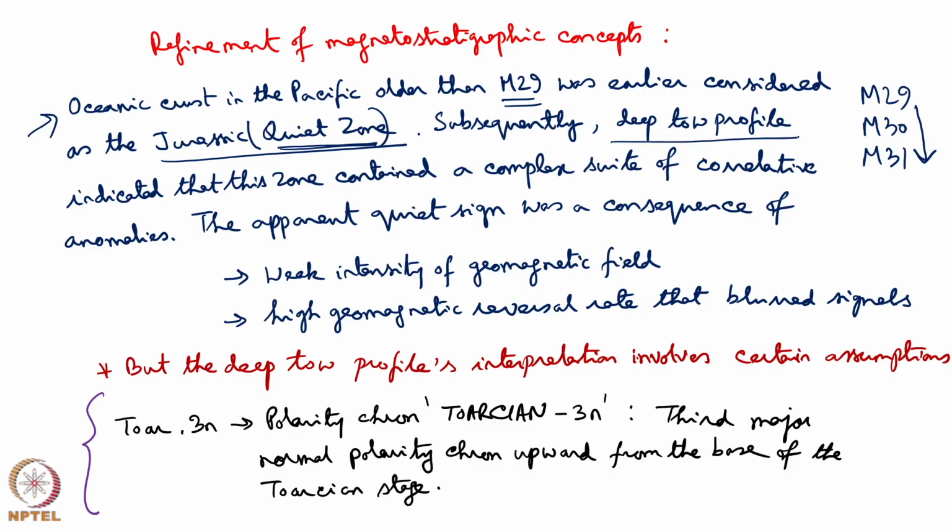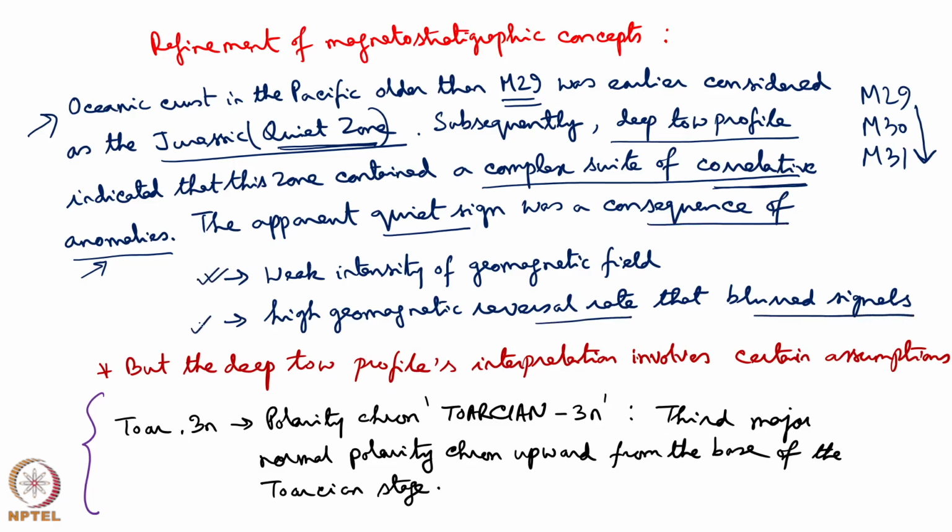Subsequently, the deep-tow profile indicated that this zone actually consists of a complex suite of correlative anomalies. There are normal and reverse polarities within it, and they can be correlated from one basin to another. That means it is a global event. Now, this apparent quiet sign was, we think, a consequence of weak intensity of the geomagnetic field or a high geomagnetic reversal rate. Normal to reverse changes were frequently taking place, but that blurred these geophysical signals. Having said this, be alert that this deep-tow profile interpretation has certain assumptions. We will not get into the detail.